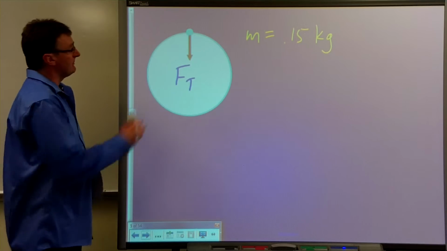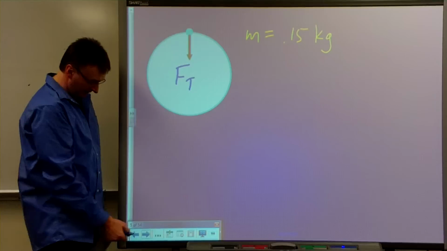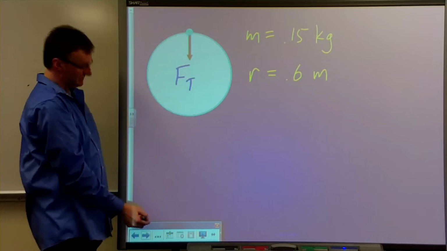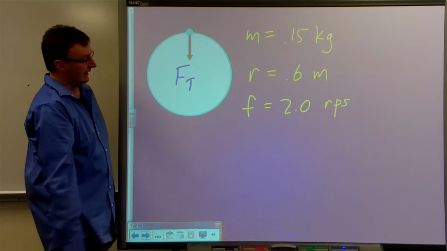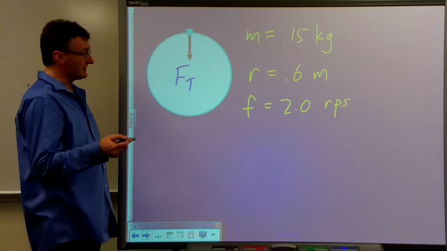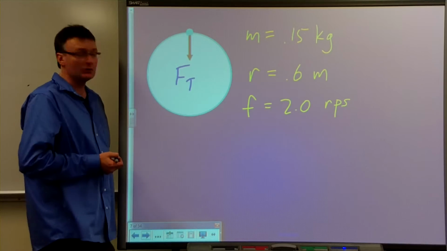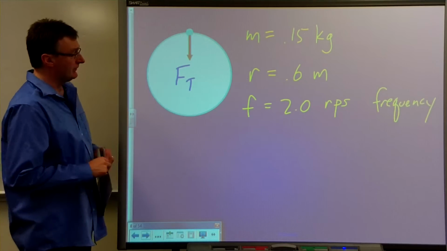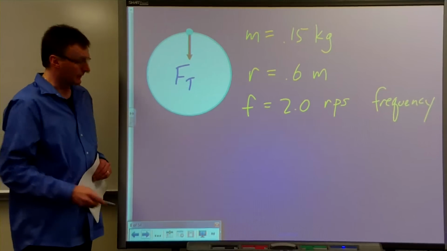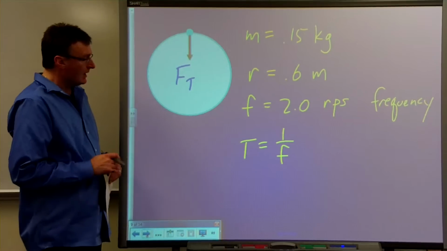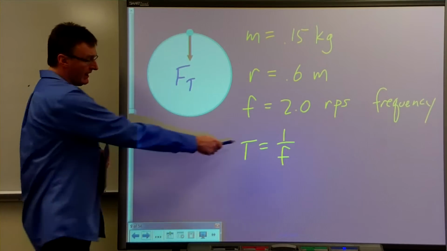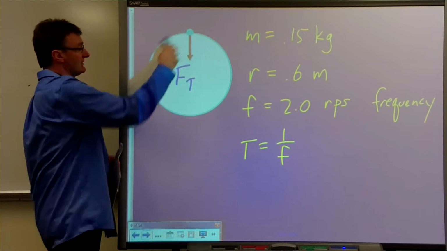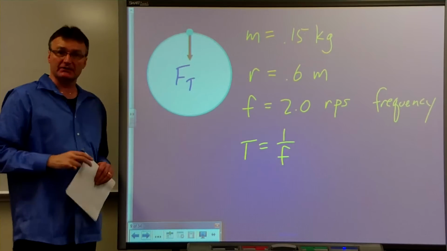We'll put some numbers on here. The mass of the ball is 0.15 kilograms. The radius of the circle that it's moving in is 0.6 meters. And they give you the frequency, which is 2.0 revolutions per second. So what we probably want to do first, because that's in frequency, is change that to period. We use an uppercase T to represent period. Period is how long it takes to make one complete revolution.